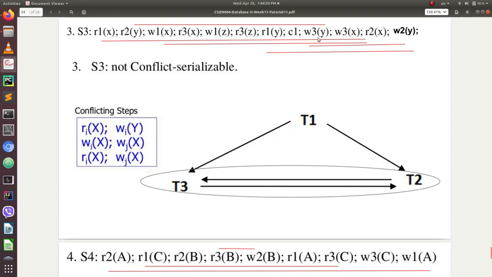The write operation. Transaction 3 writes the element y, and transaction 2 writes the same element y, and this is type 2 of conflicting steps. So transaction 3 must come before transaction 2. So I must draw an edge going from transaction 3 to transaction 2. Here it is.